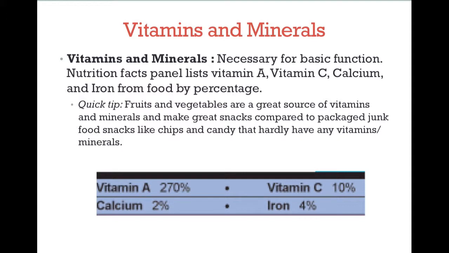In this example, one serving of this food offers 10% vitamin C. We need to get a total of 100% of this vitamin on a daily basis. Don't forget that fruits and vegetables are a great source of vitamins and minerals and make great snacks compared to packaged foods such as chips or candy, which don't have much vitamins or minerals at all.